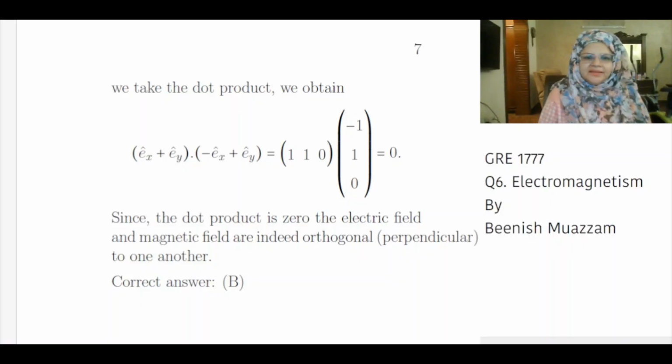Therefore, the correct answer choice is B. The direction of the magnetic field is −x̂ + ŷ.